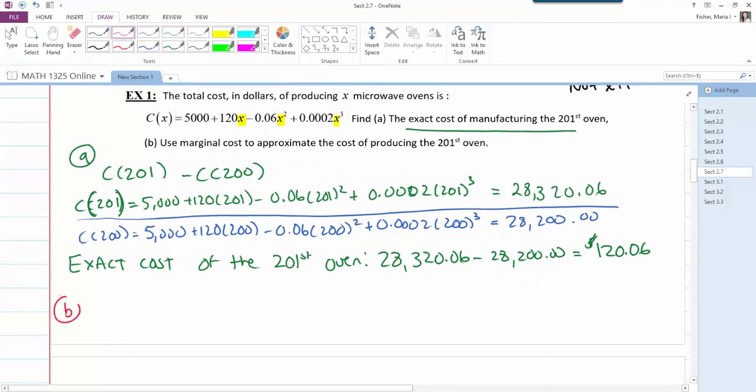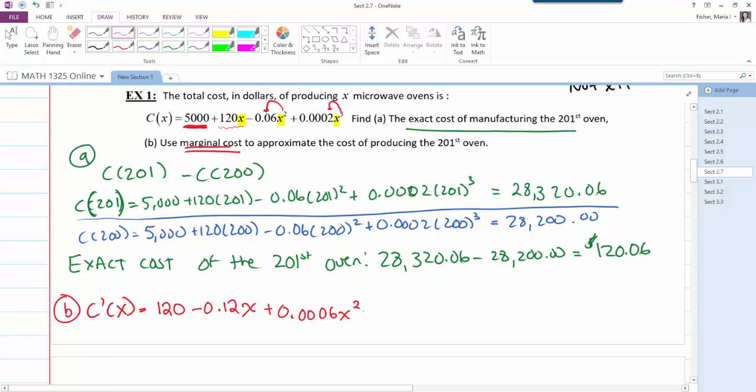Well, what is B? What is the marginal cost? Again, anytime you see the word marginal, you start by taking the derivative. So let's take the derivative of the cost function. The derivative of a constant is 0. The derivative of 120x is 120. Remember, x is x to the first power. When we take its derivative, it becomes x to the 0, which is just 1, so we ignore it. Then for the next term, multiply 2 times that, so that's negative 0.12 times x to 1 less, 2 minus 1 is 1. Plus, multiply 3 times 0.0002, so this is 0.0006x, and then it becomes squared because it's 3 minus 1, which is 2.